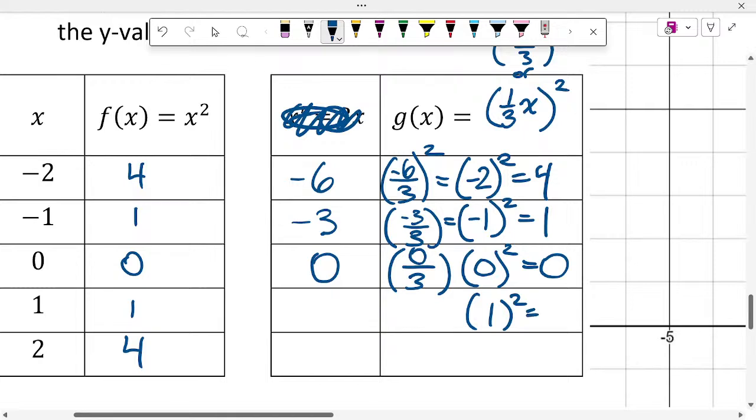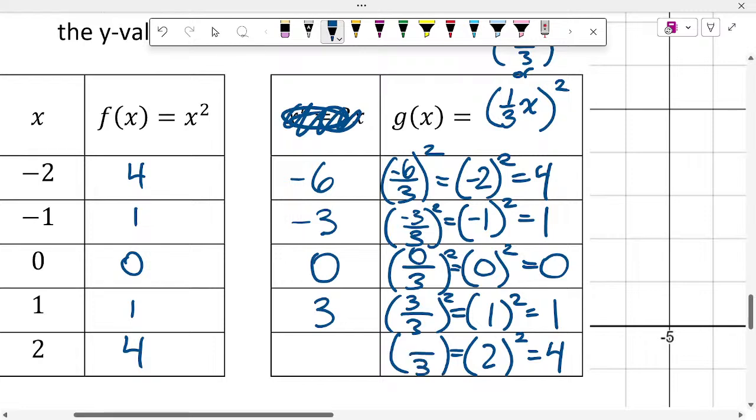Here I did 1 and squared it and got 1. So what did I have to divide by 3 to get 1? 3. So if I put a 3 in, 3 divided by 3 is 1, and then I square it. That gives me 1. And finally, what value did I have to put in here? I want it to equal 2 squared, which is 4. But if I'm dividing by 3, what do I have to put up here? 6. So what was the original x value I had to put in? 6. Okay, so look.